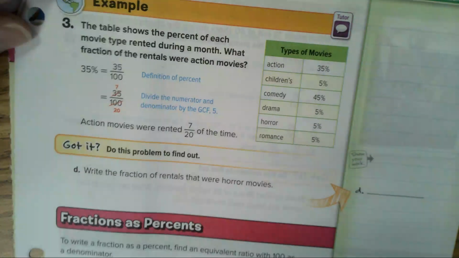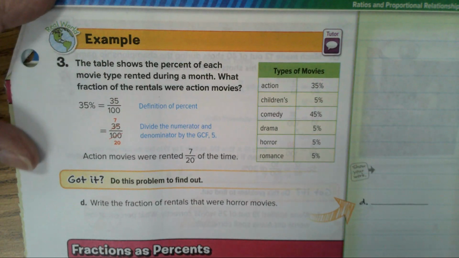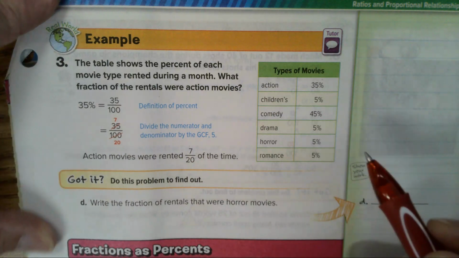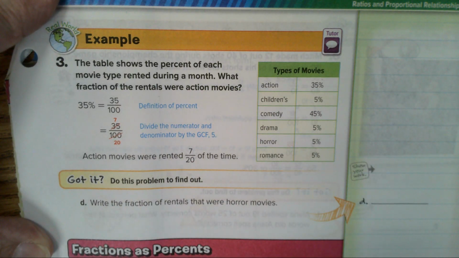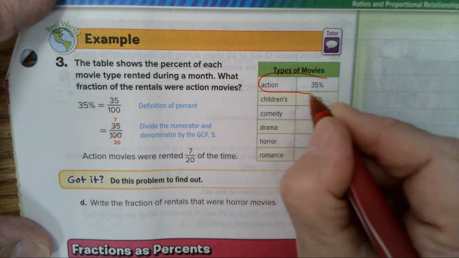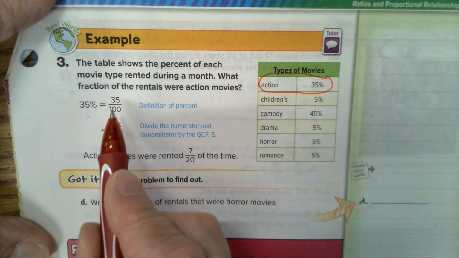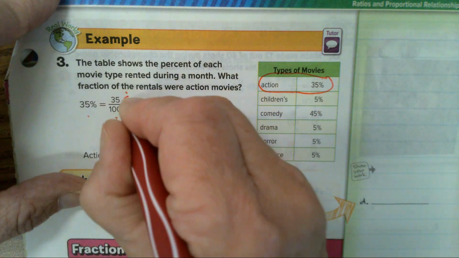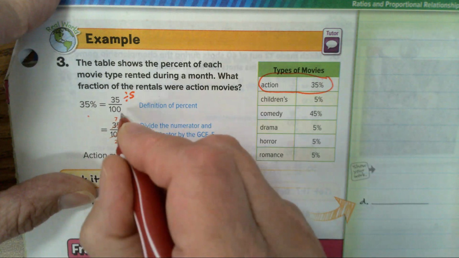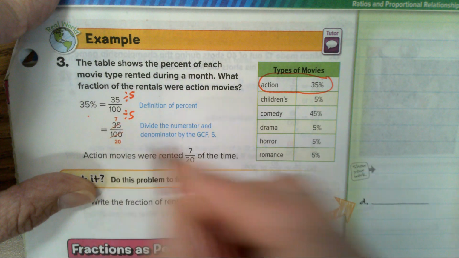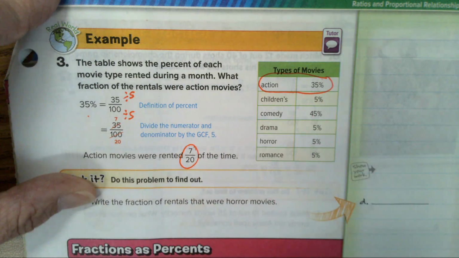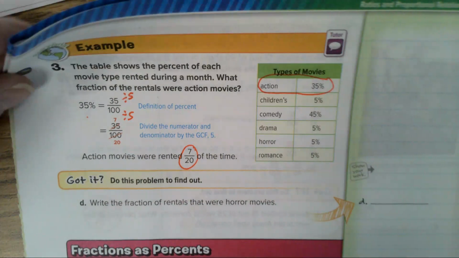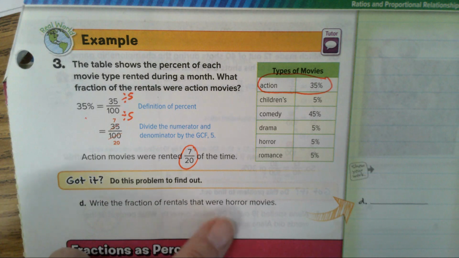Oh, we are looking at tables. The table, right here, not the table like in the dinner table. The table shows the percent of each movie type rented during a month. What fraction of the rentals were action movies? Well, action is 35%. 35 over 100. What will divide 35 and 100? 5. 35 divided by 5 is 7. 100 divided by 5 is 20. 7/20.